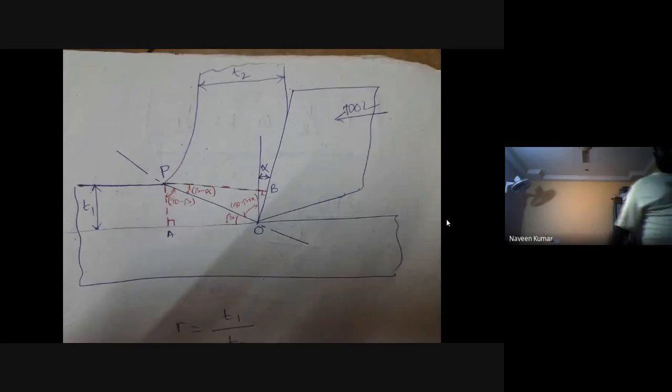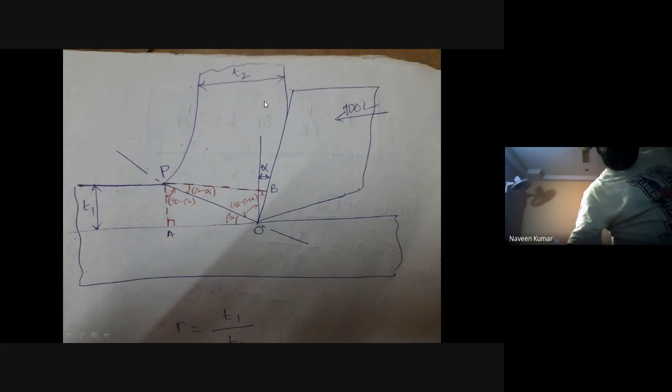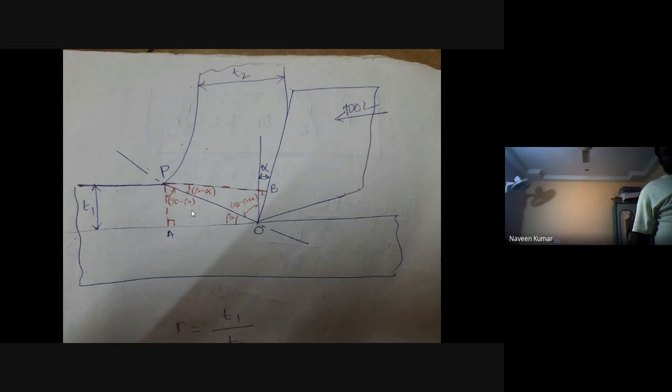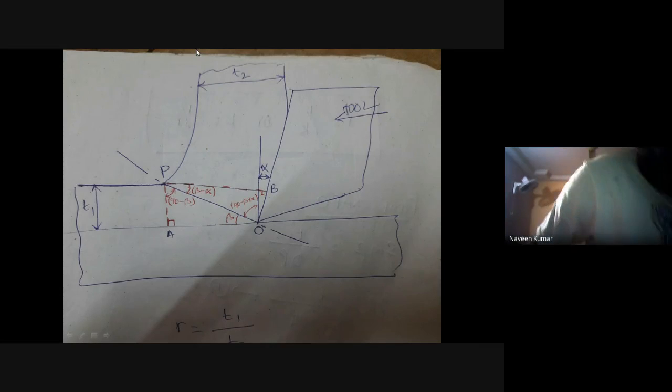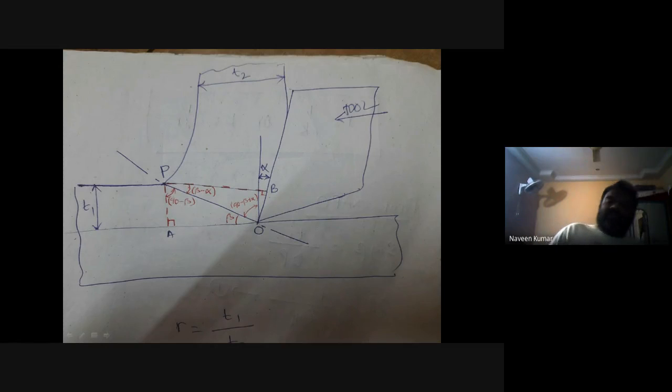Now look at this diagram. Consider triangle OAP. Sine beta can be written as what? What is sine beta in this triangle? In this triangle OAP, sine beta is equal to AP by OP. AP is T1. So sine beta is equal to T1 by OP. Send this OP to this side, then OP becomes T1 by sine beta. Take it as equation 1.